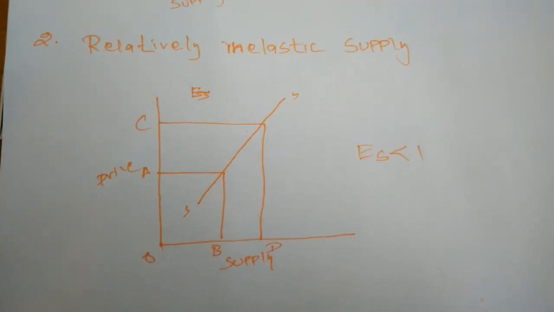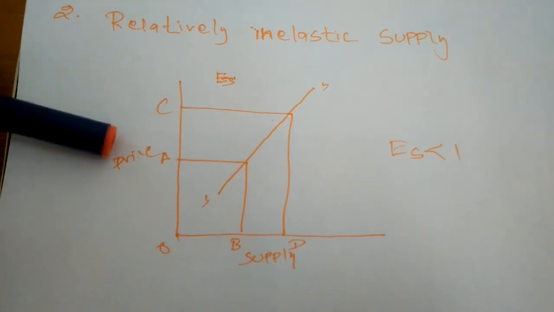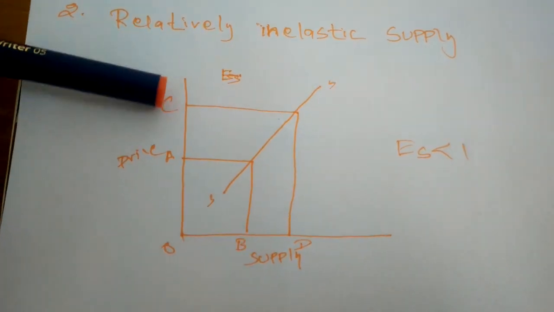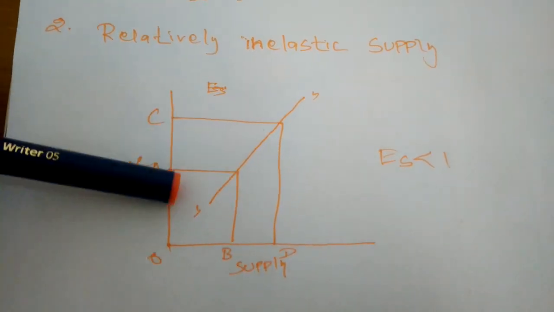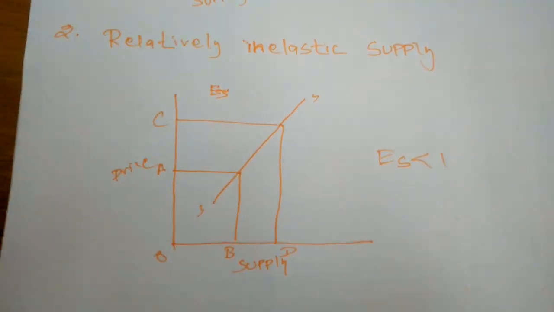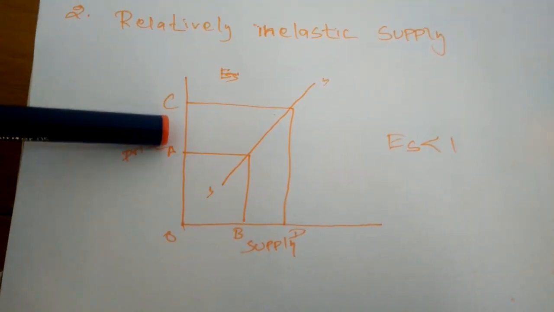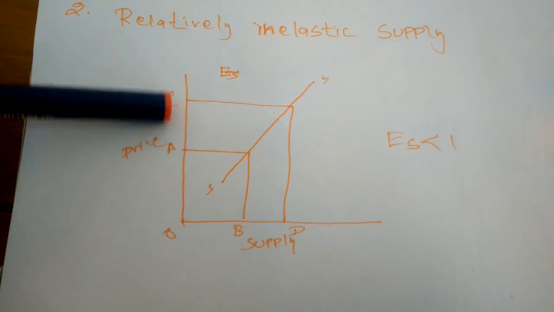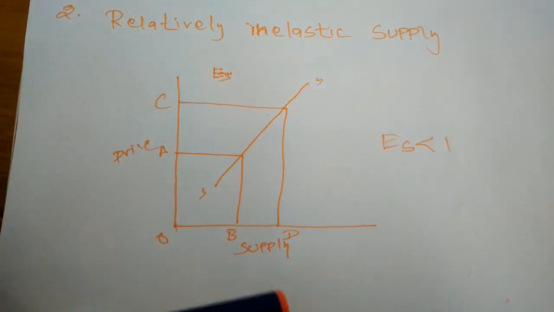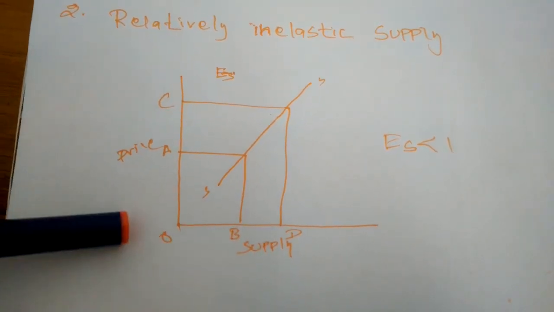Relatively inelastic supply. Here we have to note, if the price of a commodity increases 1%, the supply of the commodity will increase less than 1%. Here we can think the gap between A and C is 2%, but the change in supply between B and D is 1%.